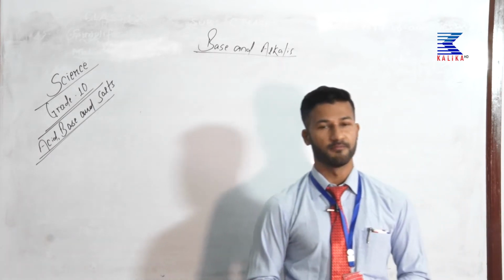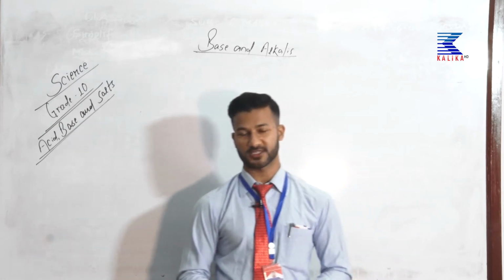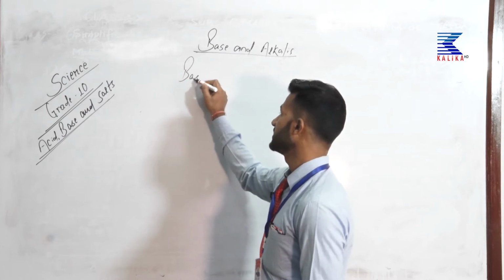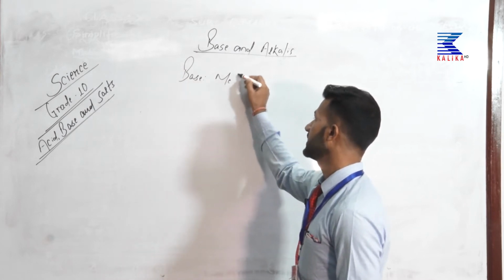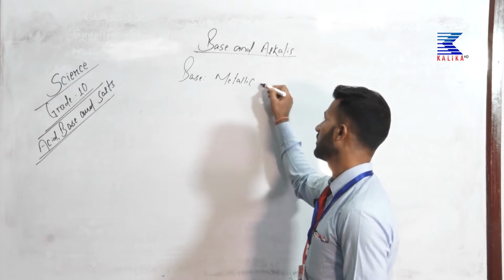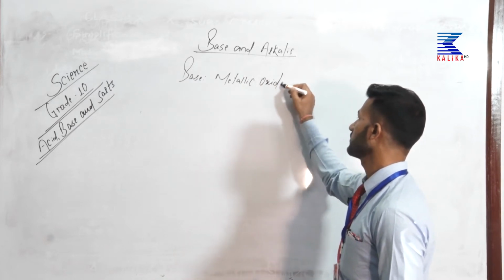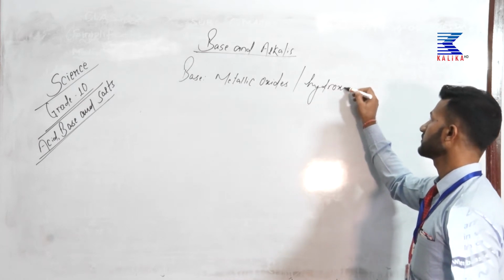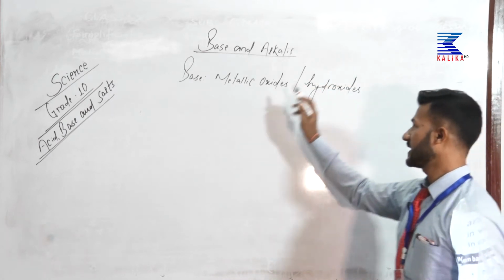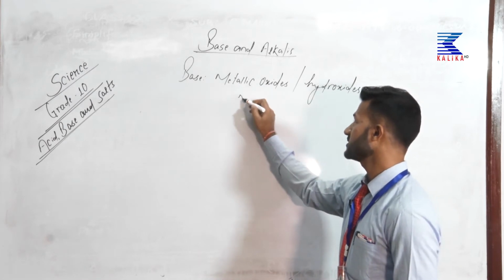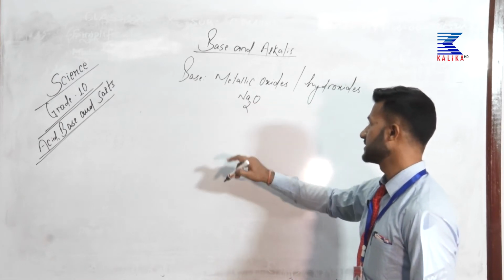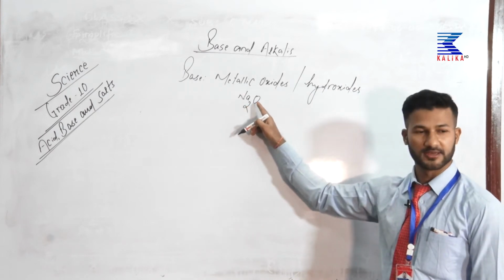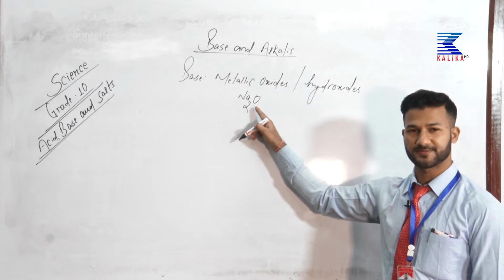Metallic oxides or their hydroxides are called bases. Base means simply metallic oxides or hydroxides. For example, metallic oxides means Na2O. Look at this. Sodium is metal and this is oxygen, means this is a metallic oxide.